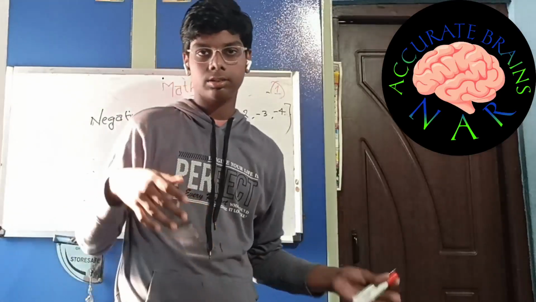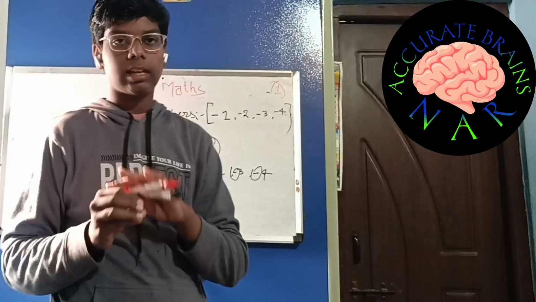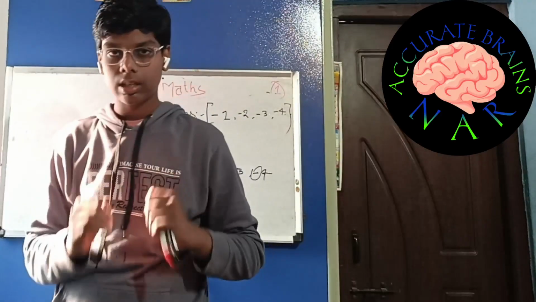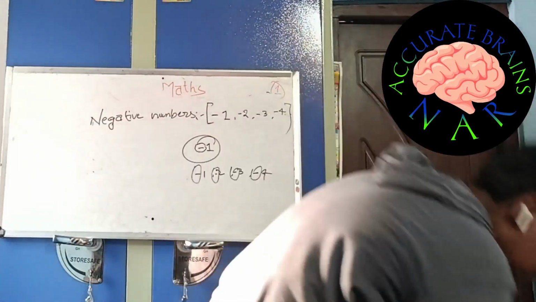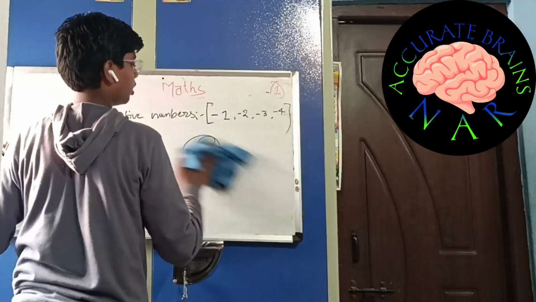So is this clear? Let me revise that. If any number has a minus sign, which means a subtraction sign, in front of it, it is considered a negative number. So this topic is clear, I think.